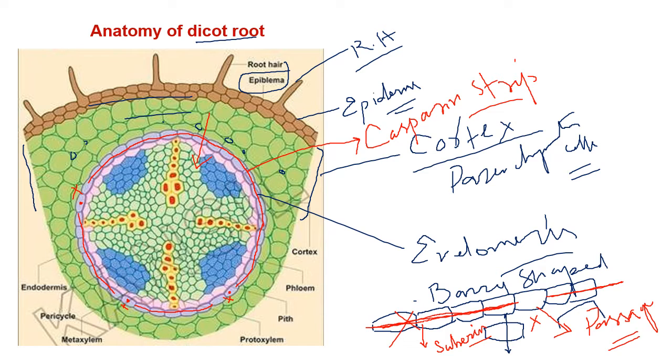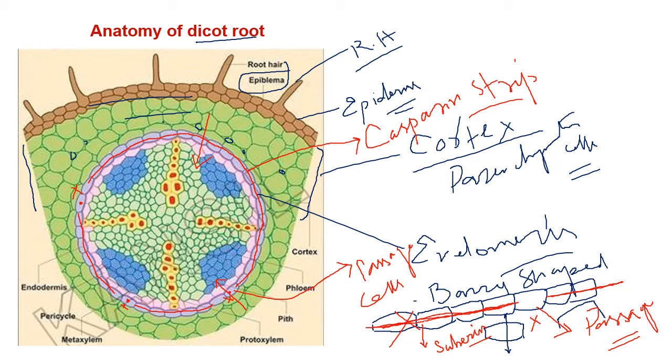As such, they will allow the entry of water from the cortex into the vascular tissues, or the central tissues. Now these cells are known as passage cells.